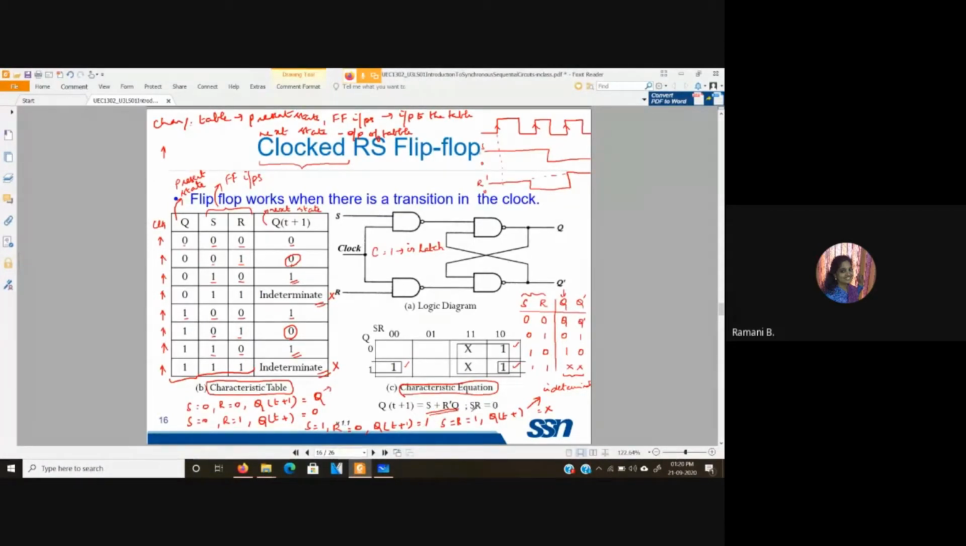So here the condition is you are not supposed to have S and R value equal to 1, right? So this is given as an additional condition, SR equal to 0. That is, the AND operation of SR should be 0 so that you can use this flip-flop. Okay, do you understand this?